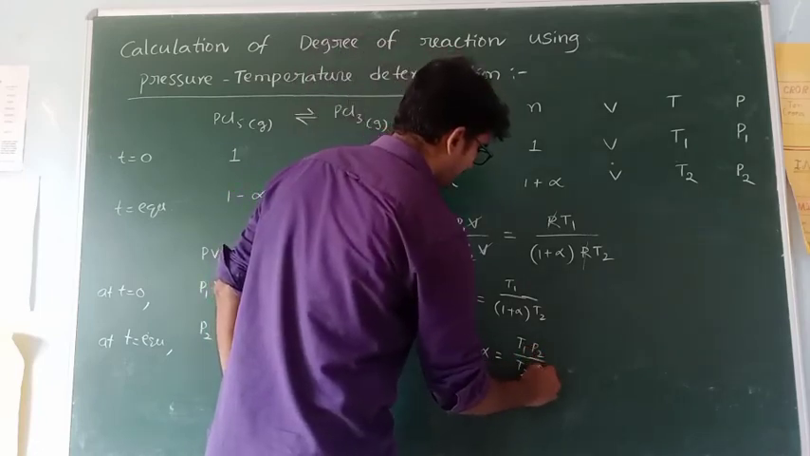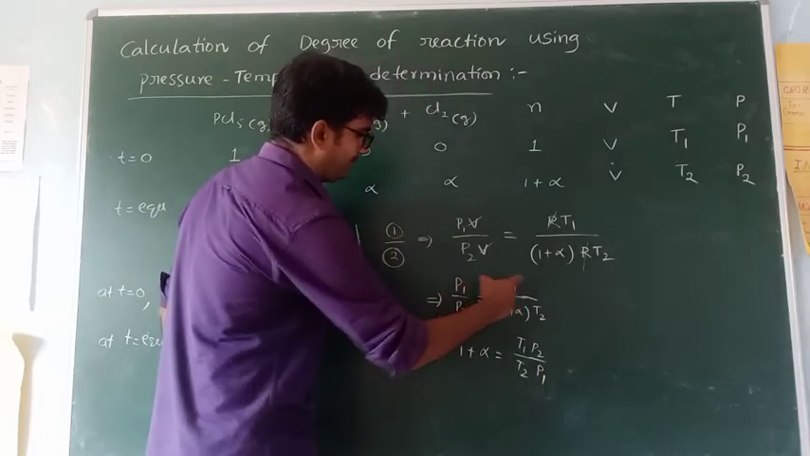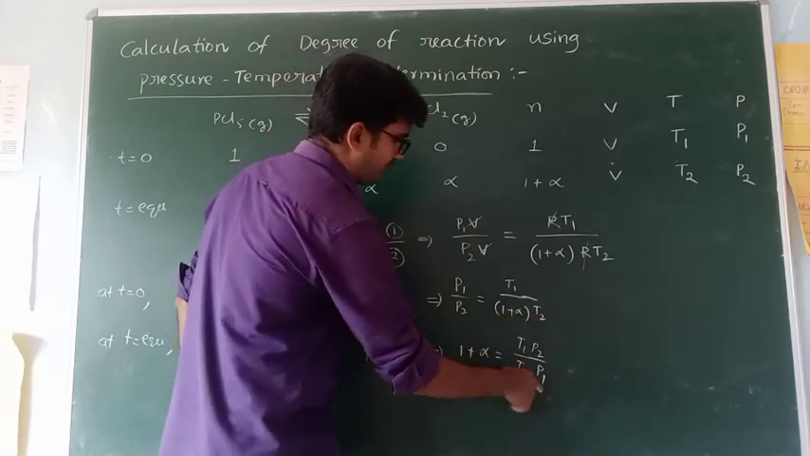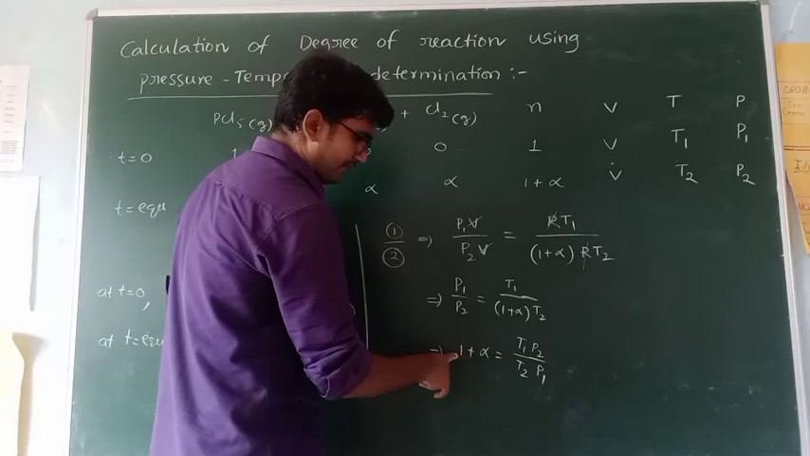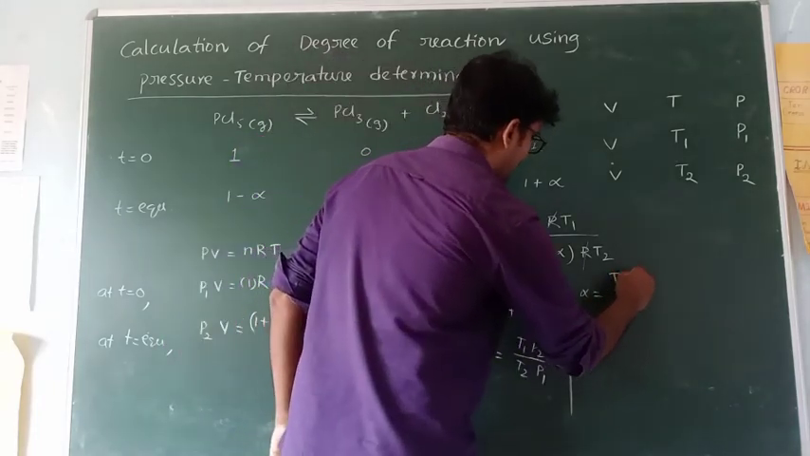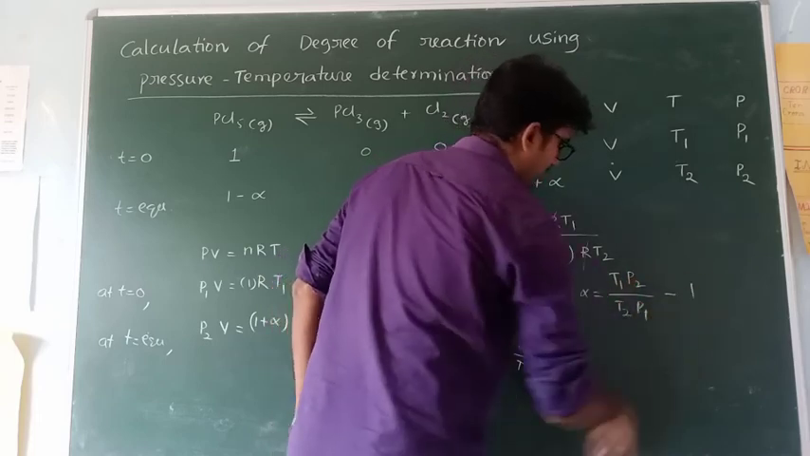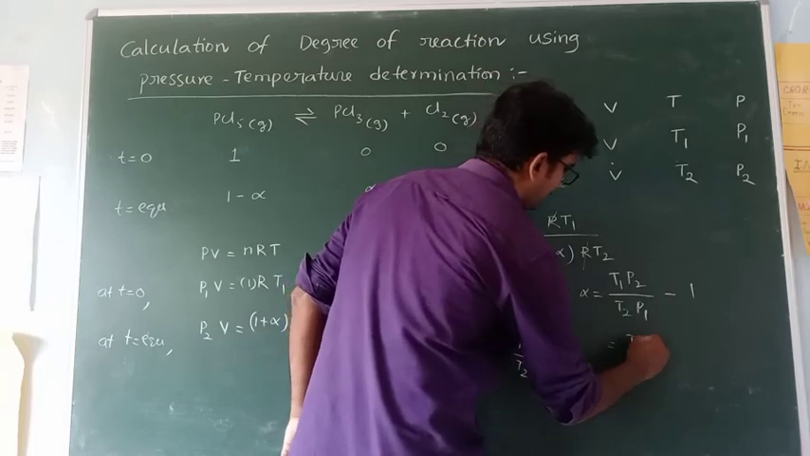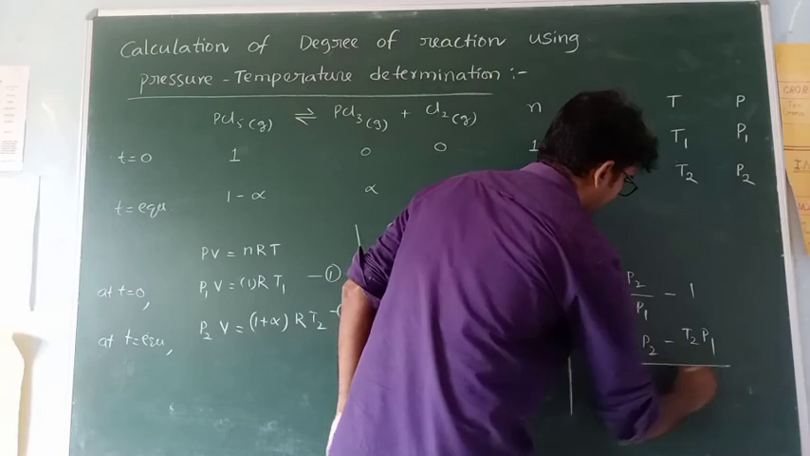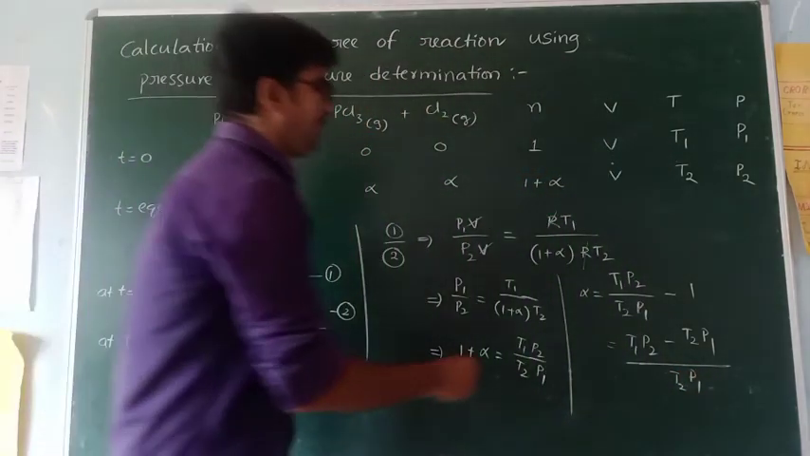P2 by P1. This P2 is a divisor on this side, so moving to that side, it multiplies. So T1 P2. This P1 is in the numerator position, so moving to this side, it divides. So T2 P1. Okay, alpha. This 1 moves to that side. Then alpha is equal to T1 P2 by T2 P1 minus 1. So this is equal to (T1 P2 minus T2 P1) by T2 P1. So this is the relation.